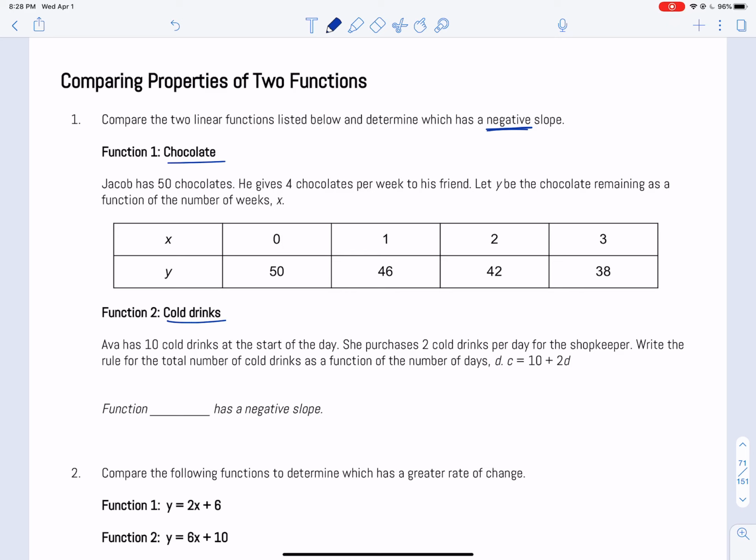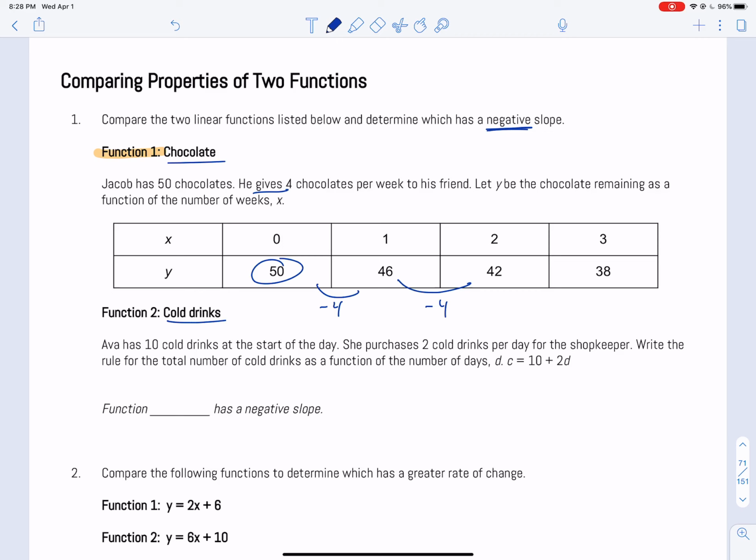Okay, so Jacob has 50 chocolates. He gives away 4 per week. So you can see that it's subtracting, right? So my first guess is function number 1, because it's decreasing. All right, well, let's just double check.